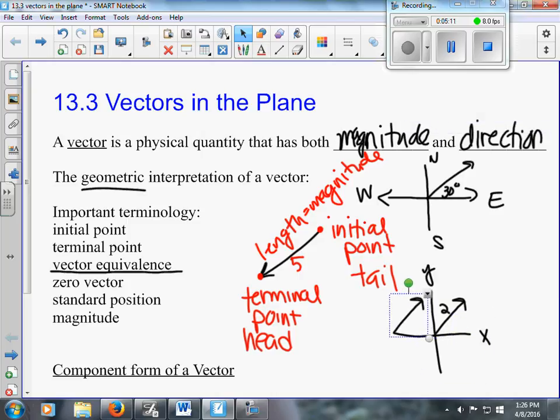Okay, a zero vector has magnitude 0, and we write the zero vector as a 0 with an arrow on top. And so vectors do get names. Let's say that this is vector V right here, and this is vector W.